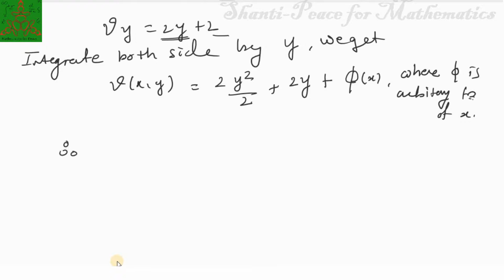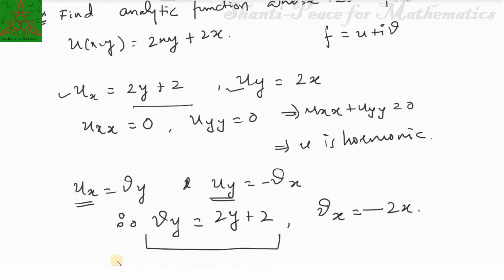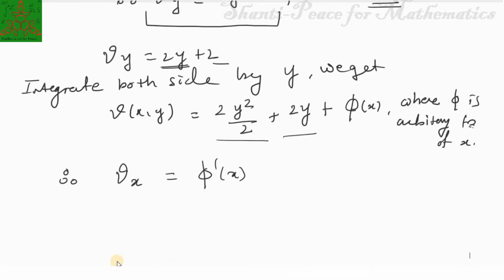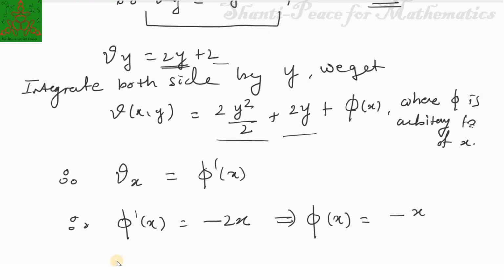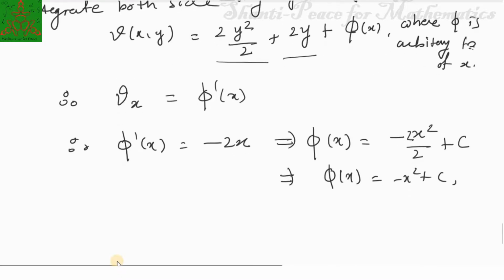Therefore, if I partially differentiate this equation with respect to x, we'll have Vx will be phi dash of x, because we are differentiating with respect to x. The derivative of this one is 0, this one is 0. And Vx is given to us as minus 2x. So finally phi dash of x is minus 2x. If you want phi from it, by integrating this we have phi of x is minus x square plus c, where c is a real constant.